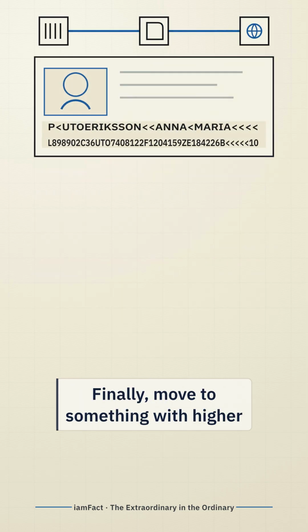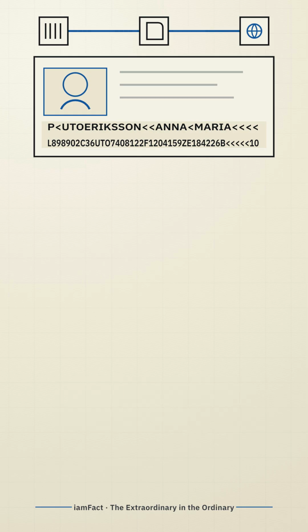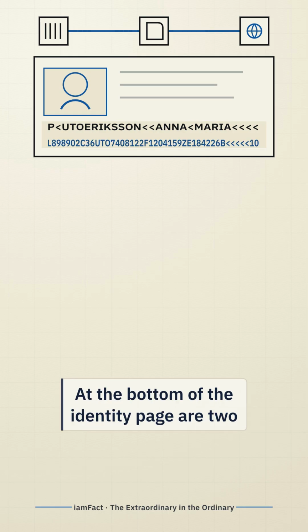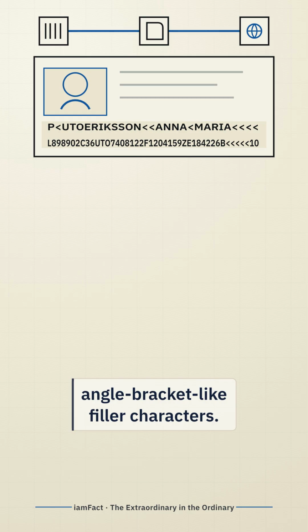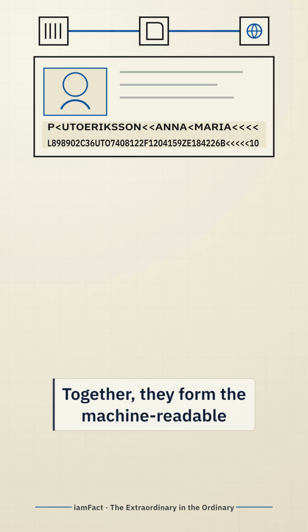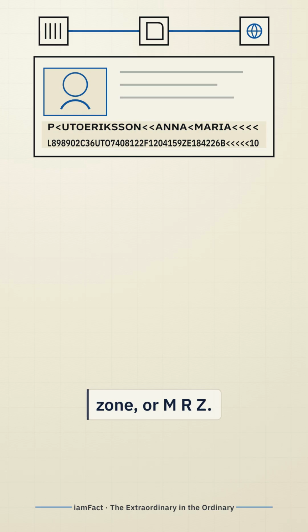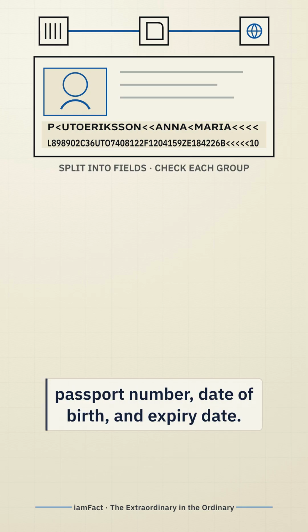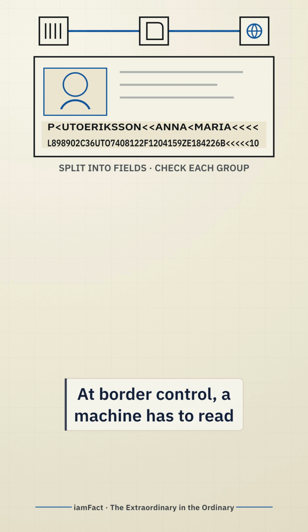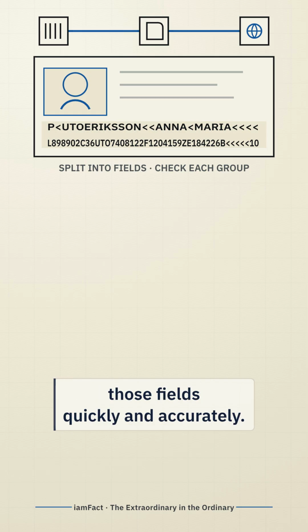Finally, move to something with higher stakes, a passport. At the bottom of the identity page are two long lines of letters, digits, and angle bracket-like filler characters. Together, they form the machine-readable zone, or MRZ. Those lines pack in a great deal of information, including the holder's name, passport number, date of birth, and expiry date. At border control, a machine has to read those fields quickly and accurately.